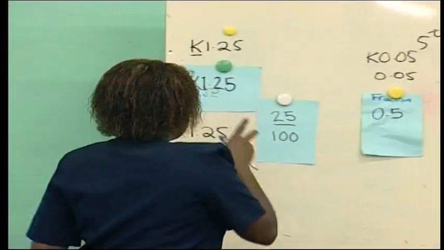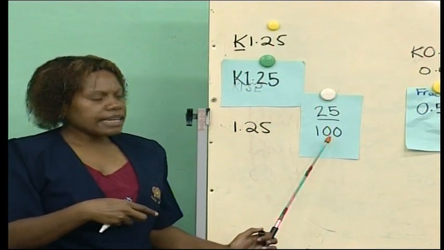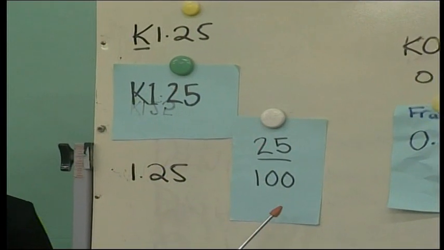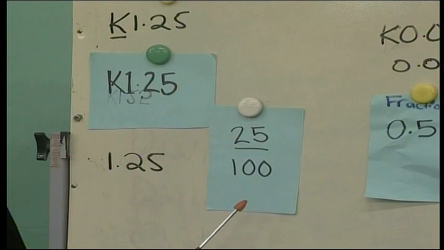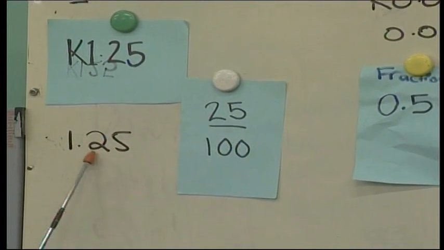Now what about in fraction form? Here they have 25 over 100. Are they correct? Just 25 over 100. What about the one here?